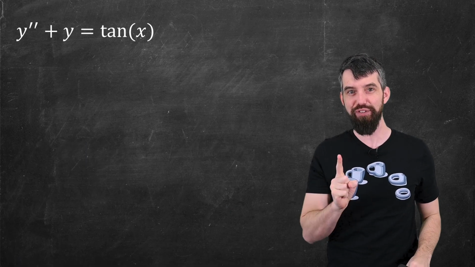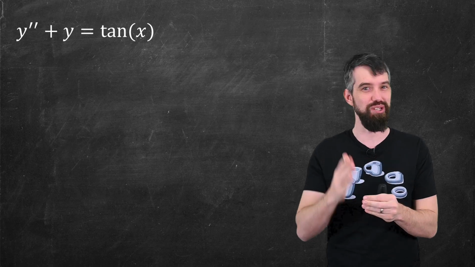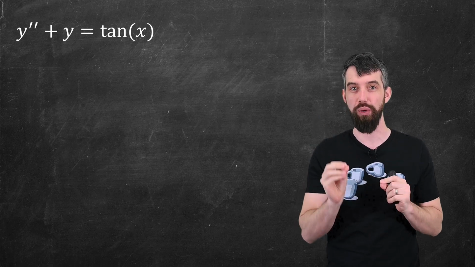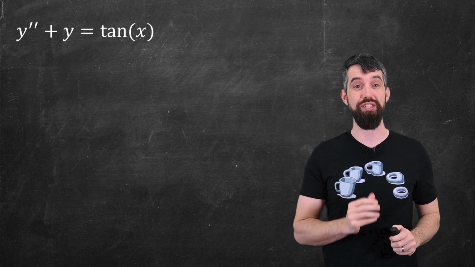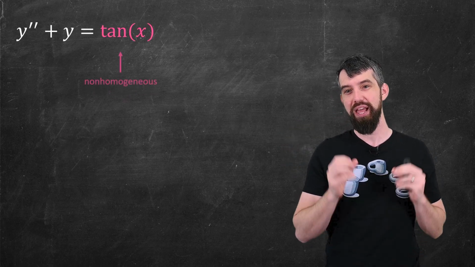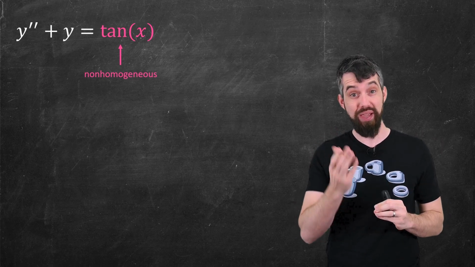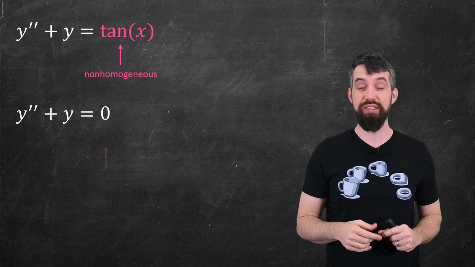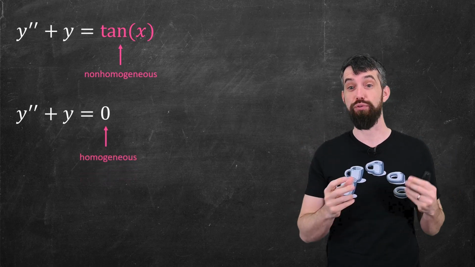But in this video, I'm going to borrow just a couple ideas from previous videos, and don't worry, I'll tell you about them as we go along. Now, the part that is particularly challenging about this differential equation is the right-hand side. This is called a non-homogeneous differential equation because of this tan of x. In contrast, an equation like y'' + y = 0 is a homogeneous differential equation.